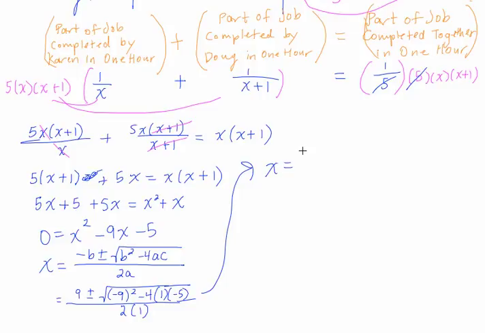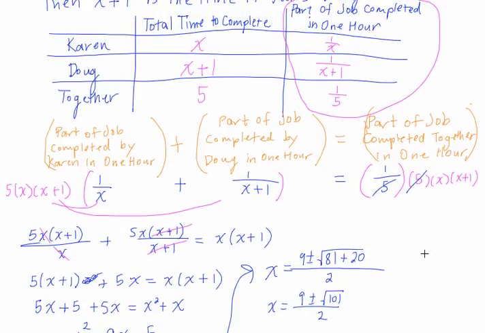So we have x equals 9 plus or minus, what's under this radical? Negative 9 squared is 81. Then we have minus a minus, so it's going to be plus 4 times 5 is 20, all over 2. So we get 9 plus or minus the square root of 101 over 2. Now that's not going to simplify at all.